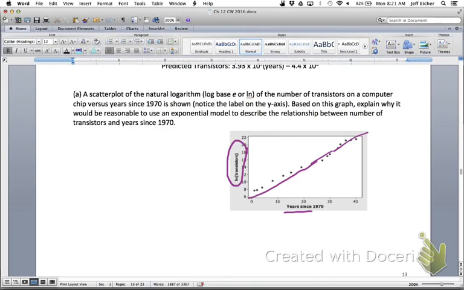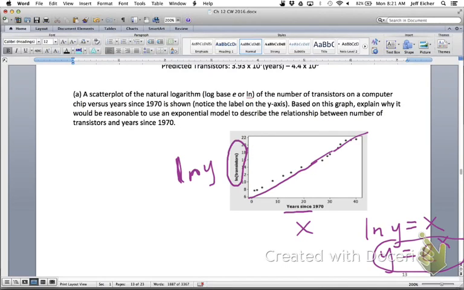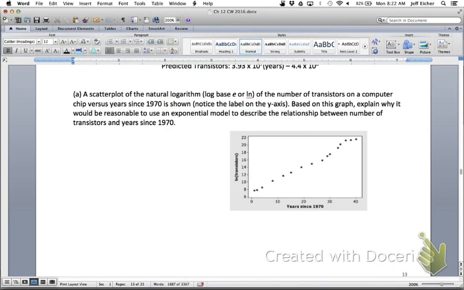So the question is, explain why it would be reasonable to use an exponential model. Well, that's because we have x, we have ln y, which relates to an exponential model. Just a little algebra. If you have ln y equals x, then that would be the same as y equals e to the x, and that is an exponential model. So because the transformation linearized the data, as we can see in the scatter plot, it would be reasonable to use an exponential model.